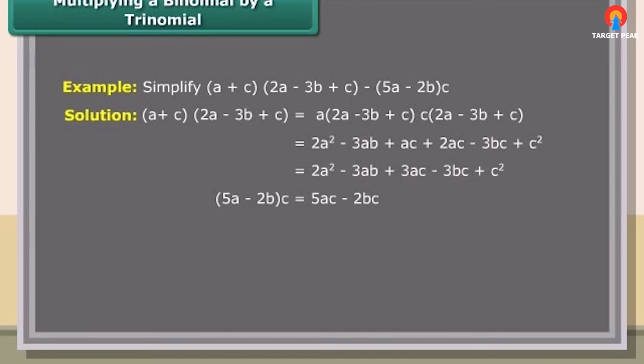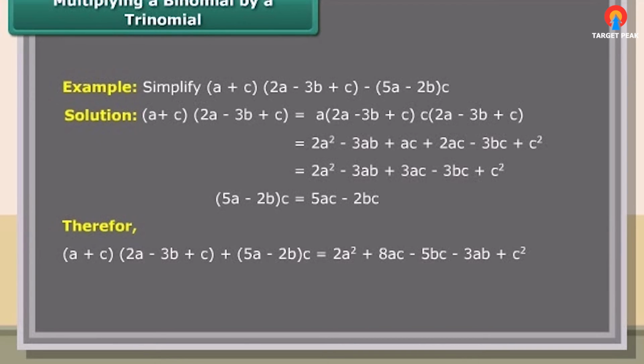(5a minus 2b) into c is equal to 5ac minus 2bc. Therefore, (a plus c) into (2a minus 3b plus c) minus (5a minus 2b) into c is equal to 2a square plus 8ac minus 5bc minus 3ab plus c square.